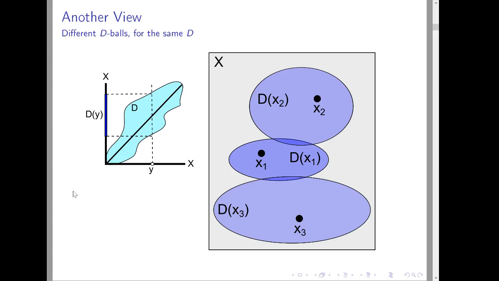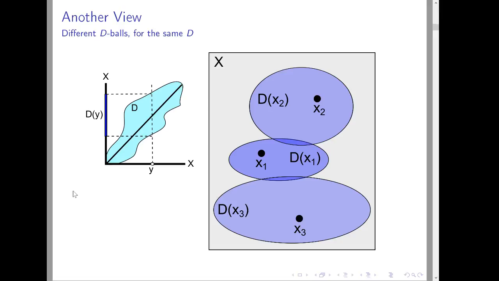And sometimes I'll draw pictures that look like this. On the left, I have a picture of an entourage, so we're pretending X is one-dimensional. And then on the right, X is two-dimensional, so you can see what the different D balls for different points x in the space might look like.